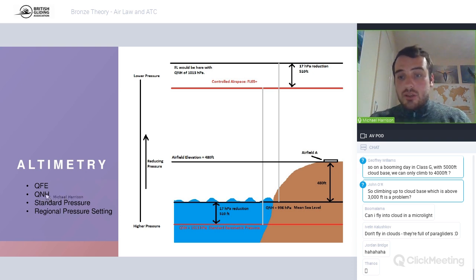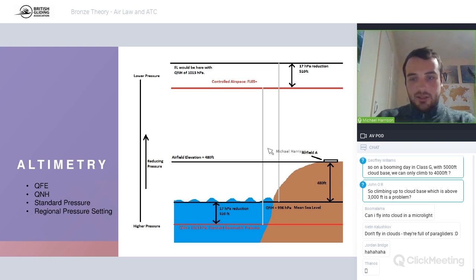If you set a QNH, that's a lot more useful for cross-country flying. That is the air pressure at sea level. So if you're at an airfield that's 500 feet above sea level, and you set a QNH, your altimeter should read 500 feet. That is what we call an altitude.